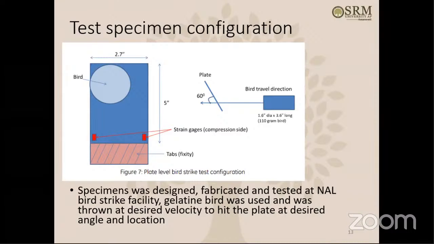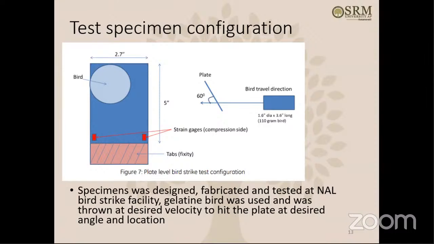The bird goes at very high velocity, and 10 to 20 meters away, there is a fixture where you can fix the specimens at whatever angle you want, whether it's transverse to the direction of travel of the bird, or at some angle to it. Then the bird hits the specimen. NAL has a nice facility.